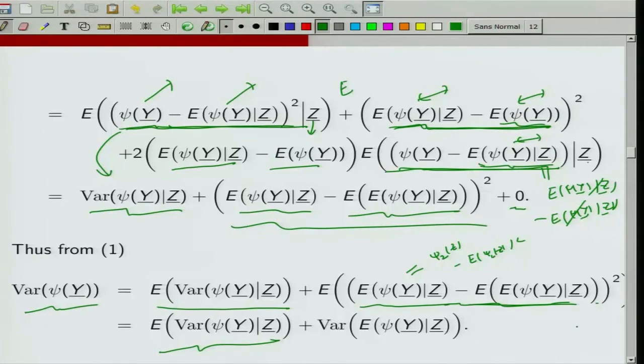So, this is nothing but the variance of this quantity, which is nothing but the variance of the expected value of psi y given z. So, what you get is variance of psi y is the same as the expectation of the conditional variance plus the variance of the conditional expectation. So, sometimes this formula is quite useful.